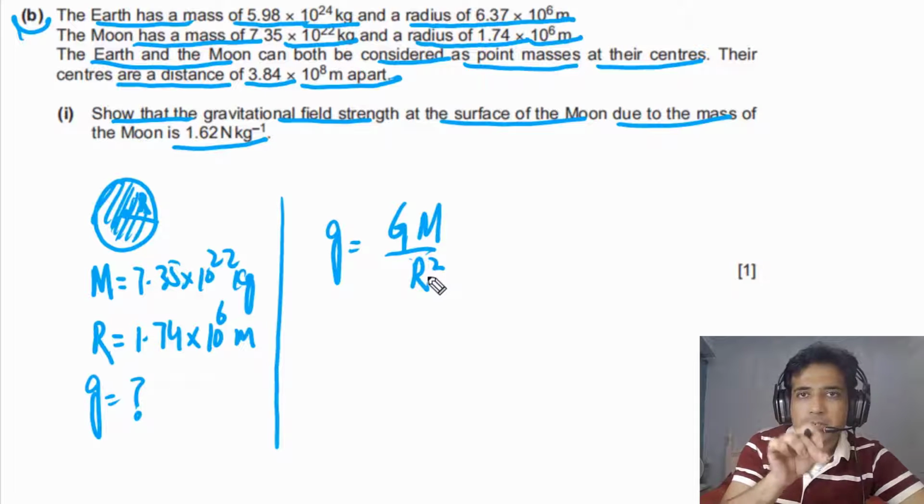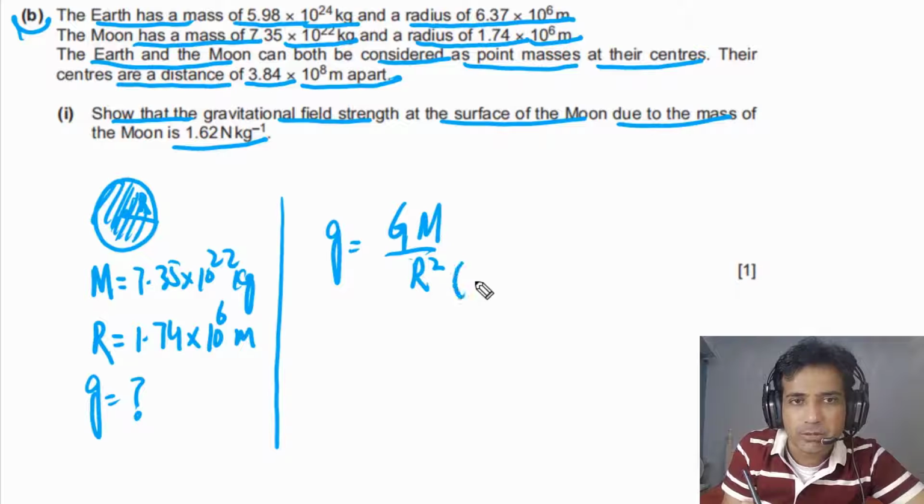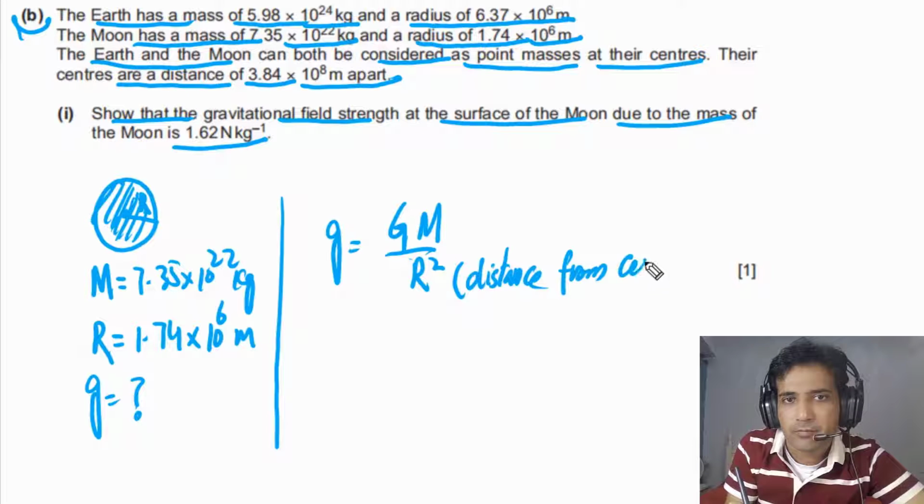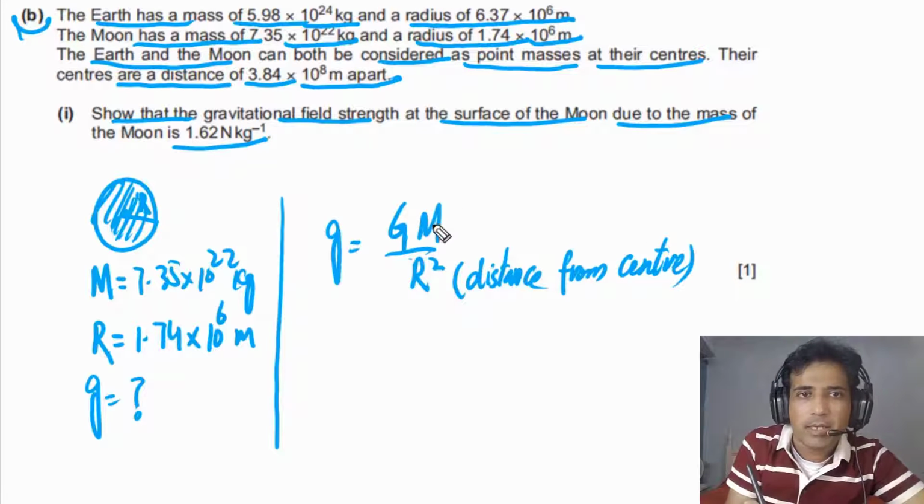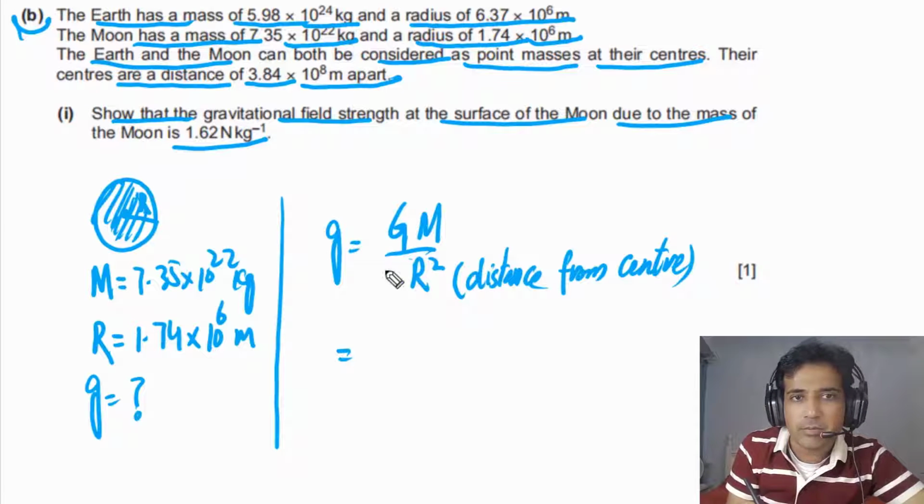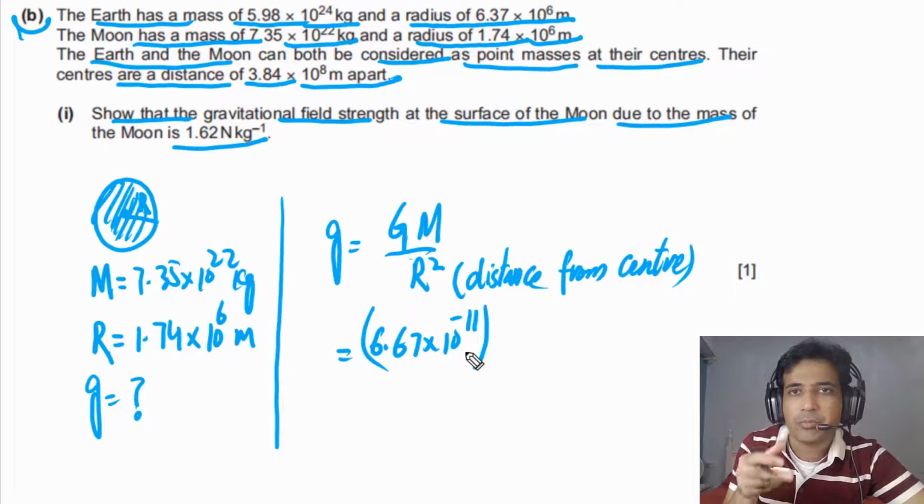R is the distance from the center of the object. So R is the distance from center, and m is the mass of the source mass. In this case, G is a constant, and the value of G you can find in the data, and G is equal to 6.67 times 10 to the minus 11 newton meter square per kilogram square.